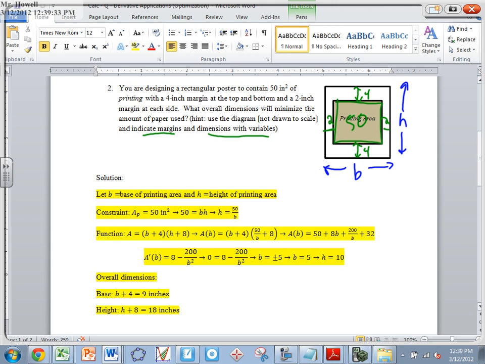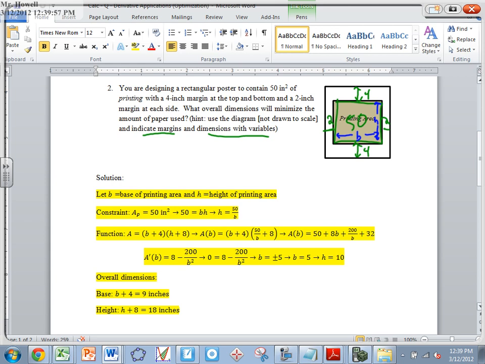Now, when I did my solution a little while ago, I used the base of the printing area and the height of the printing area. It's the same thing. You can do it either way. You get the same answer, but with a different method. I'll try to stay consistent with what I did here, just so it's not confusing anybody. So in my solution, I called this B, and I called this H. I called the printing area B by H.